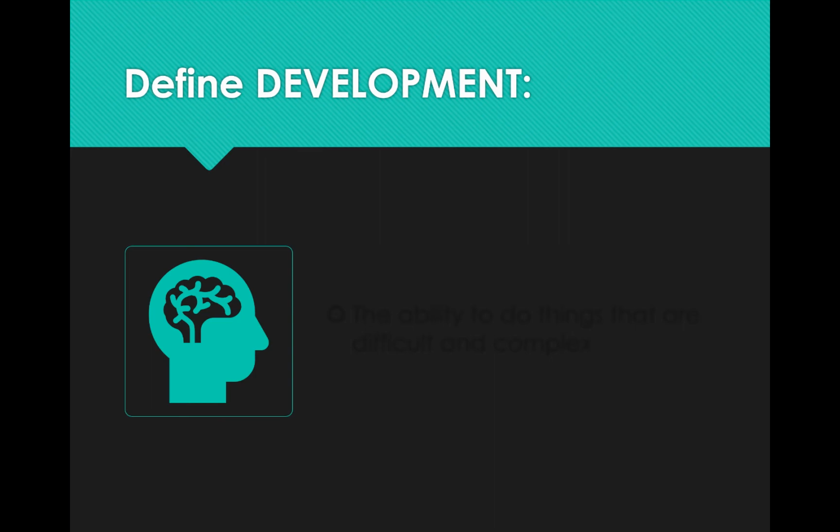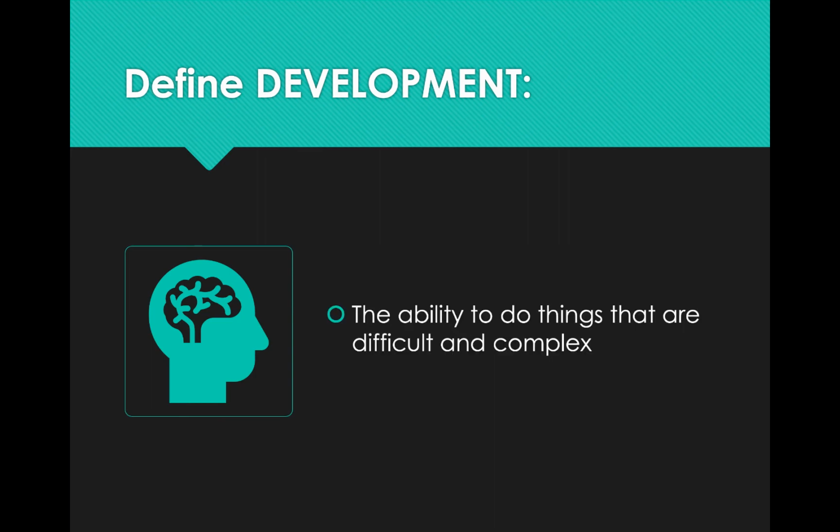Then we have development. Define what development is and give 3 examples of it. Development is the ability to do things that are difficult and complex. So what would be some examples of that? Well, rolling over, even though that's physical development, that's still something that's difficult and complex. Name recognition, talking, even babbling, recognizing mom and dad, starting to see that they have an attachment. All of those things, and many, many others, would be examples of development.